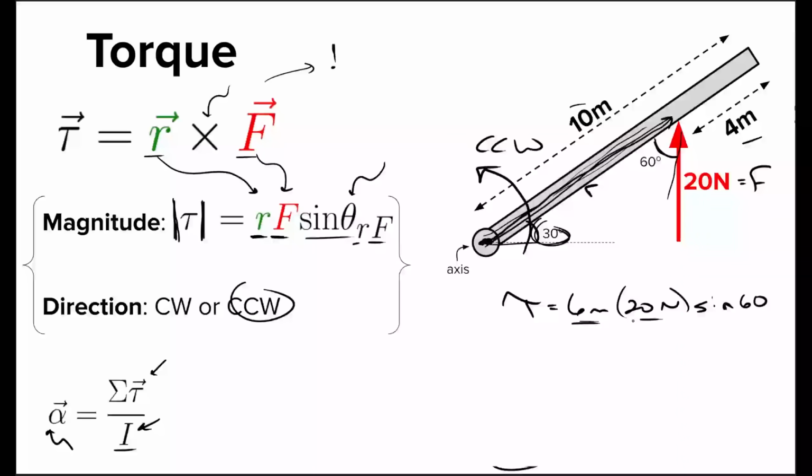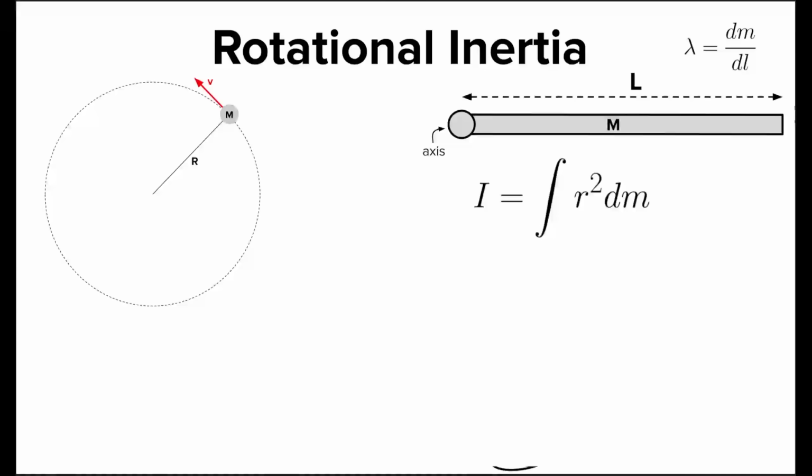This is a torque of 6 times 20 times sine 60. It's in the counterclockwise direction. That's what you'd plug in up here. You'd just call one of these positive. Typically, we call counterclockwise positive. If there were any torques going the other way, you just plug those in as negative up here in this numerator. So how do you find the I?